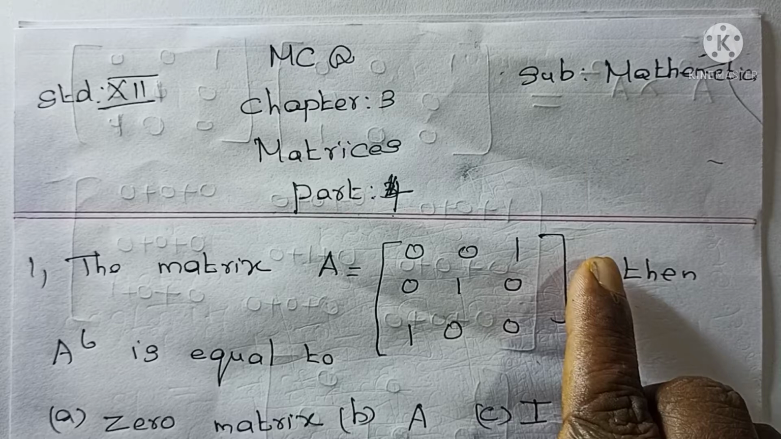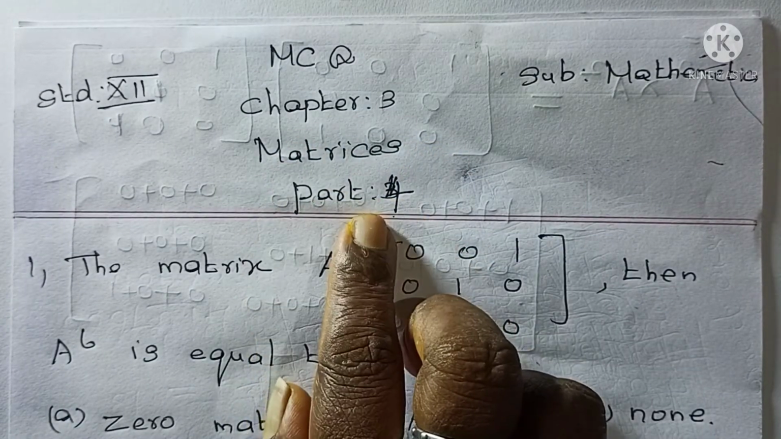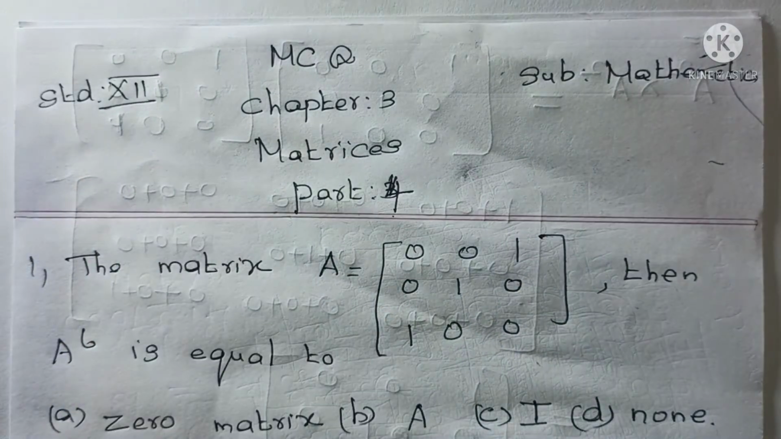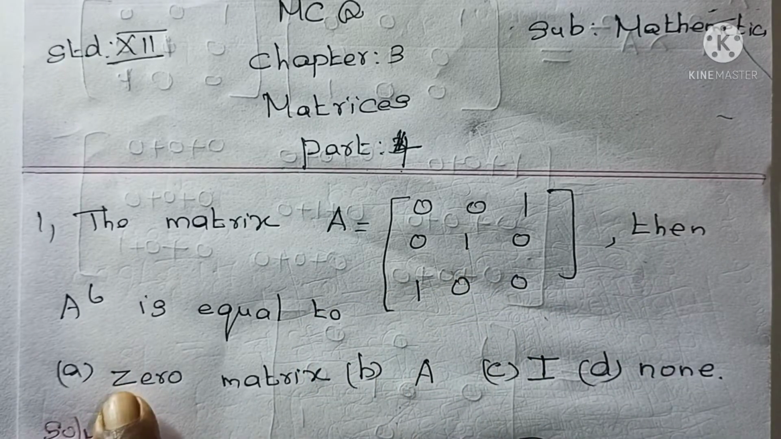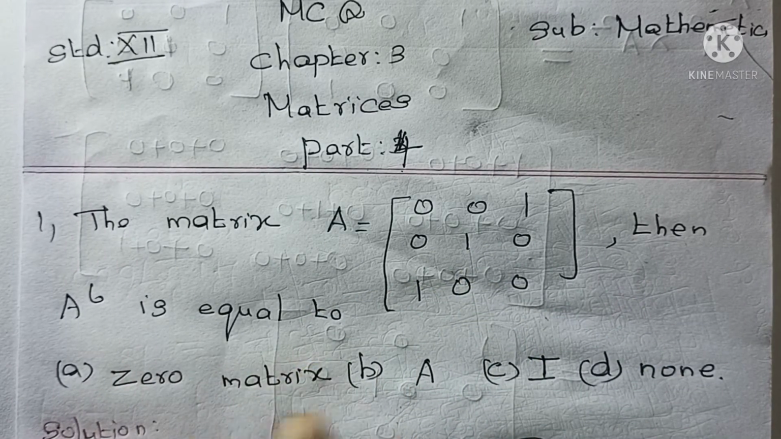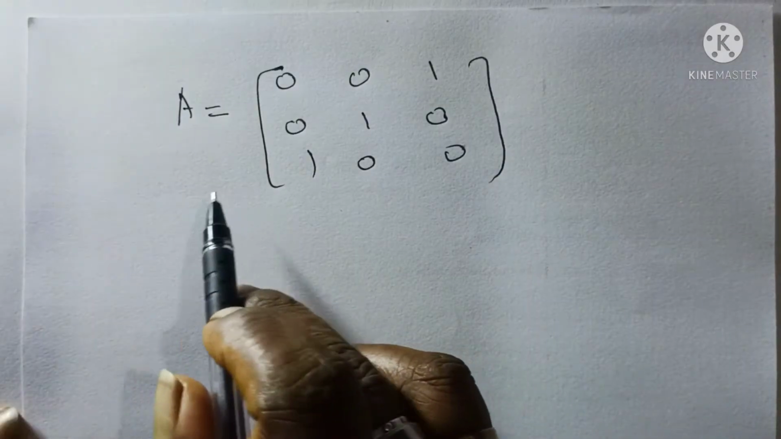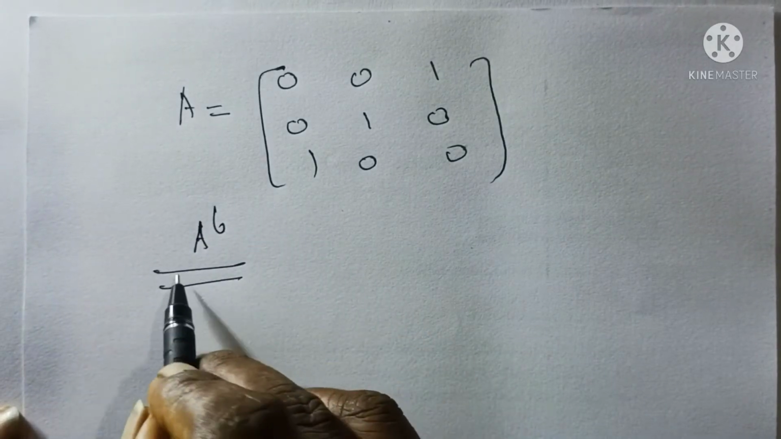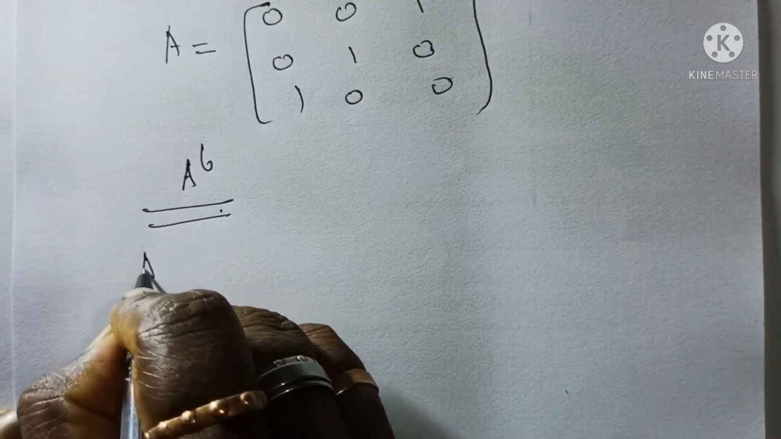Now let's start. MCQ chapter 3 matrices part 4, subject mathematics, standard 12. First question: the matrix A is equal to this one, then A power 6 is equal to, with 4 options. We have to find A power 6. A is given. We cannot find A power 6 directly, correct. So first you have to find A square.